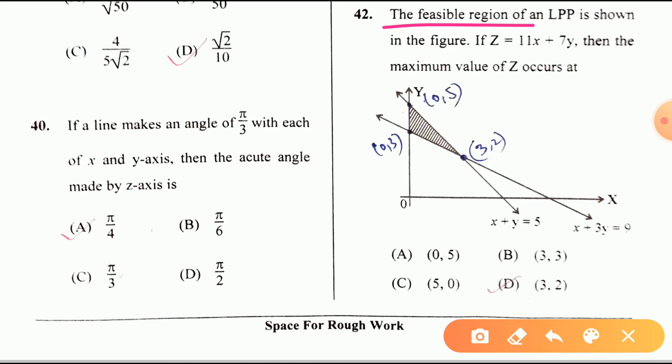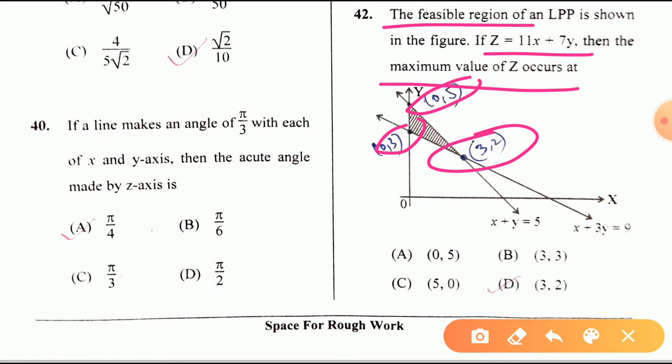Next question, number 42. The feasible region of the LPP is shown in the figure. If z is equal to 11x plus 7y, then the maximum value of z occurs at. Okay, here first we have to find the corner points. These three are the corner points. Then put these corner points in this objective function. After simplification we get the maximum value, that is, the maximum value of z occurs at corner point 3, 2.